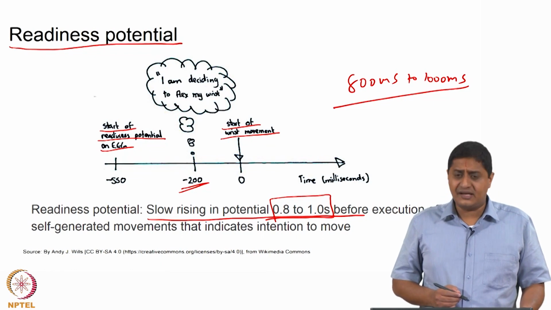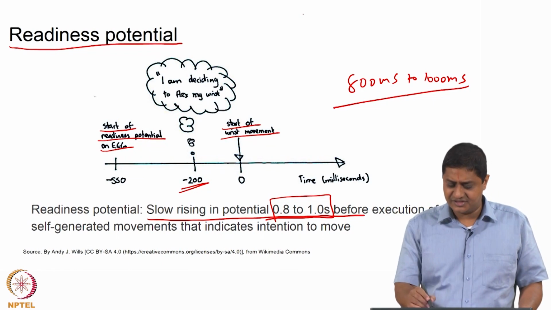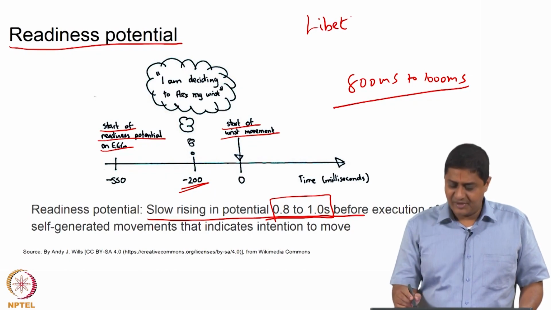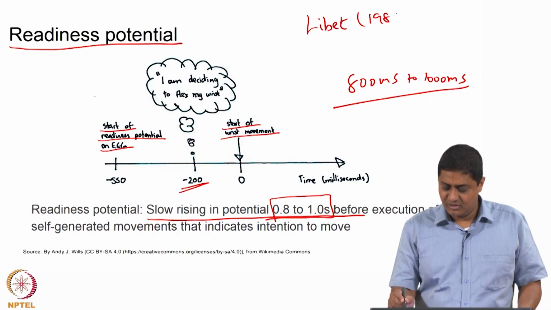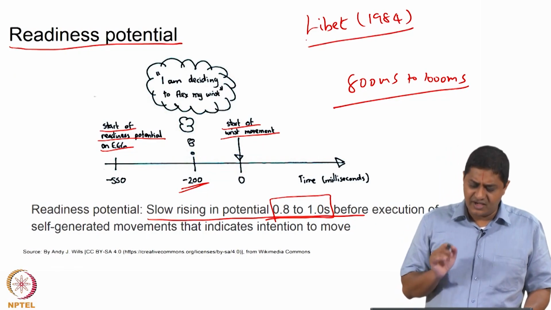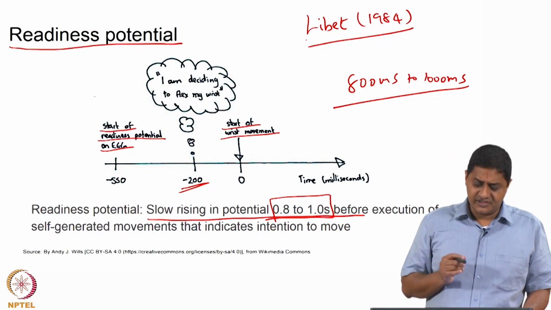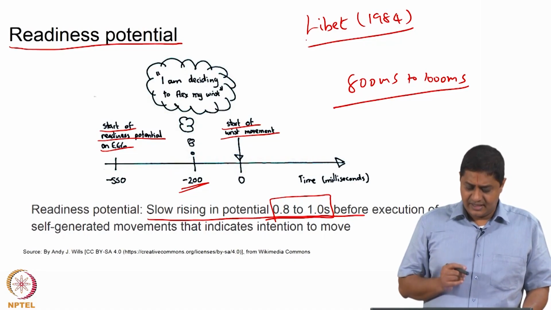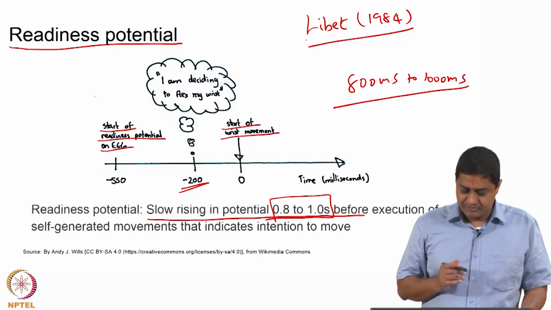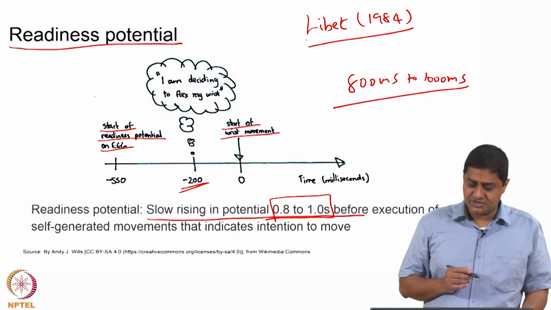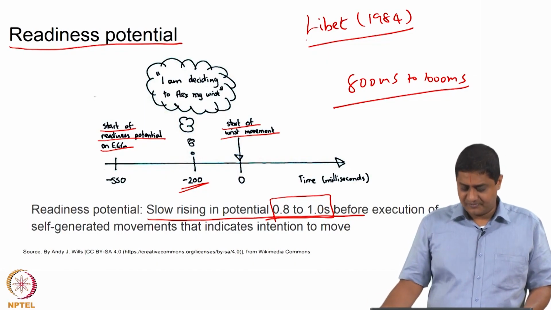An important line of evidence in this line of research was provided by Benjamin Libet, 1984. Please do check this paper, a very interesting philosophical treatise of the idea that we think we know. Those who are interested, please do check this paper.